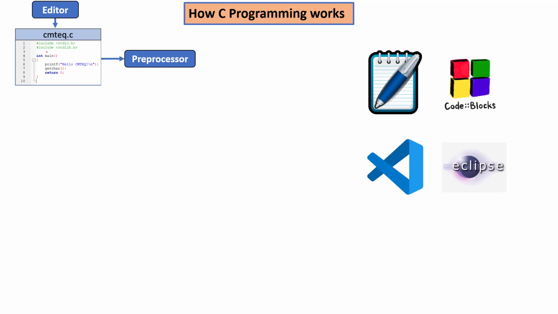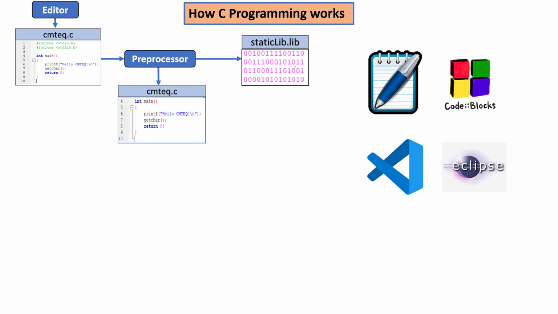As you can see here, one of these directives, stdio.h, contains the function printf. If we remove this header file, this program will not compile, because for this program to compile, it needs to look into the directive stdio.h. The preprocessor then generates a static library file, basically machine code with binary numbers.